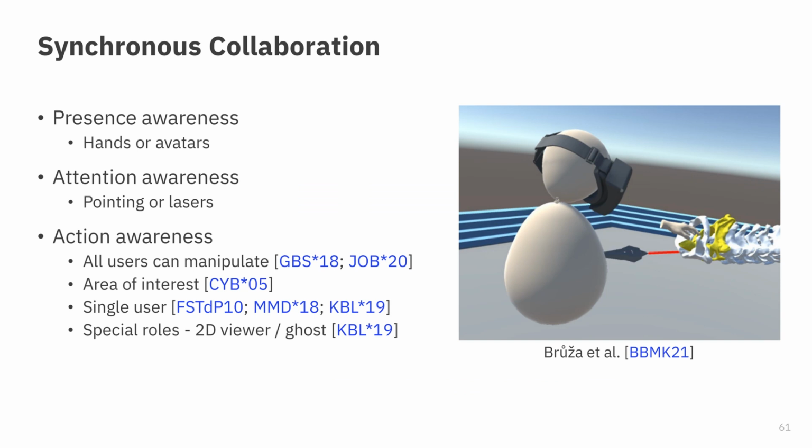When it comes to synchronous collaboration, the main challenges that must be addressed are presence awareness, attention awareness, and action awareness. The presence awareness is typically handled by displaying the individual participants as avatars so that others can see them.